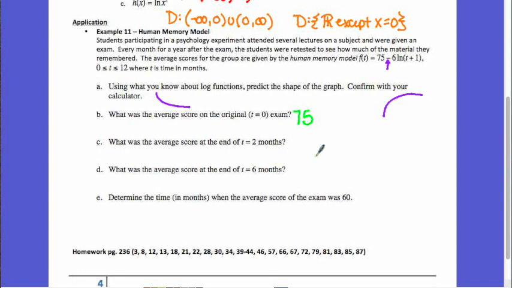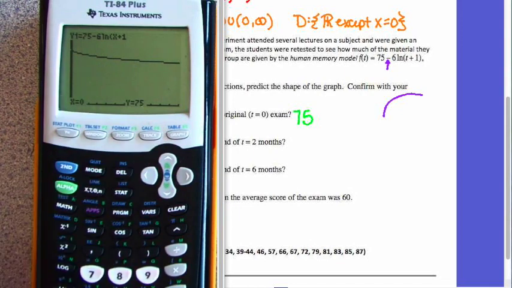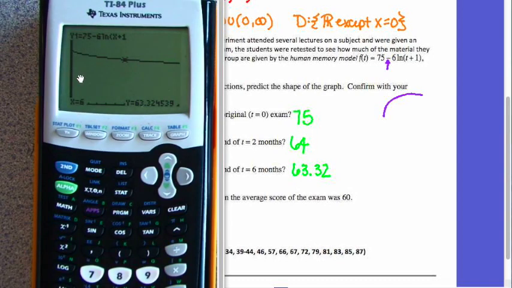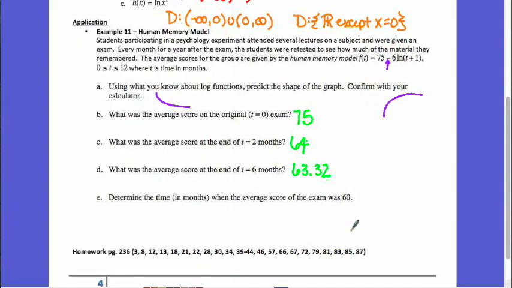What was the average score at the end of 2 months and the average score at the end of 6 months? So again, we'll come back over here. We'll trace. At 2 months, our average score was 68.4. And at 6 months, our average score was 63.32. Okay, so we have for this one 63.32, and this one was 64 point something, but I don't exactly remember. What was it? Let's trace it at 2. Oh, sorry, 68.4. I got a 4 in there somewhere. 68.4. Sorry, I'm not doing my 3 decimal places. It's too hard to try to transfer all that back and forth.